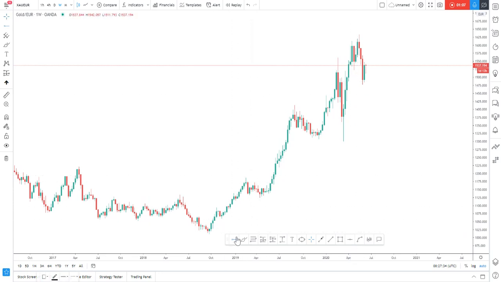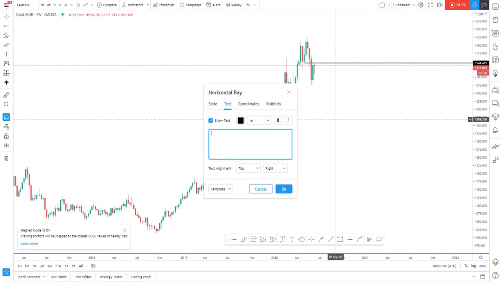Now, I want to turn on my magnet. Okay, yes, I can pick my ray tool and tag it as last level broken.